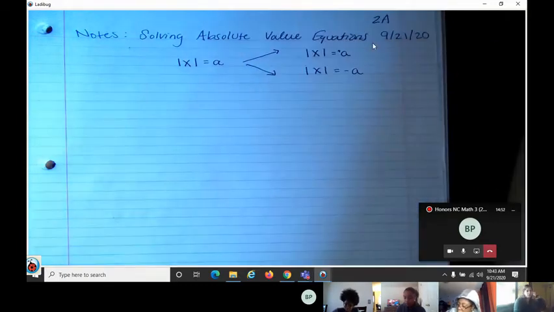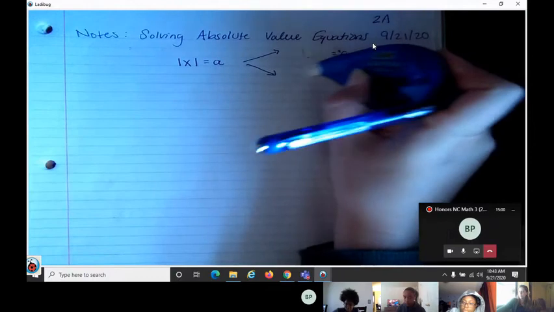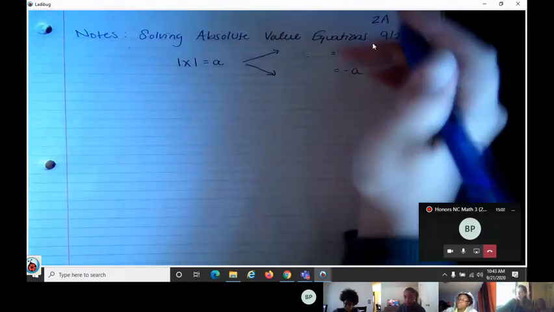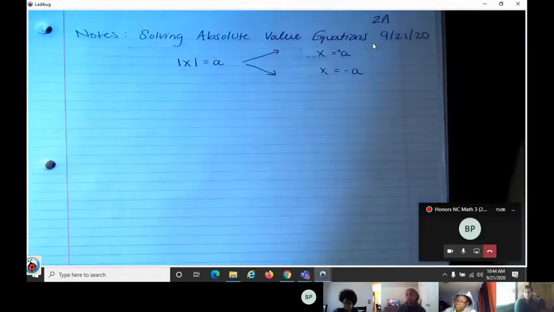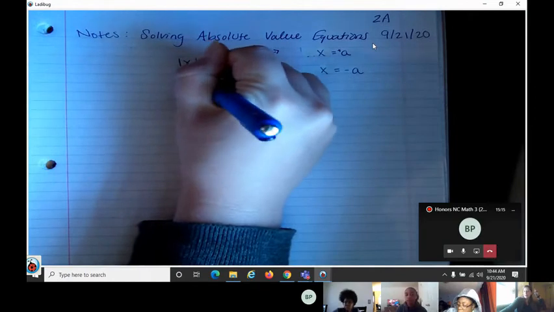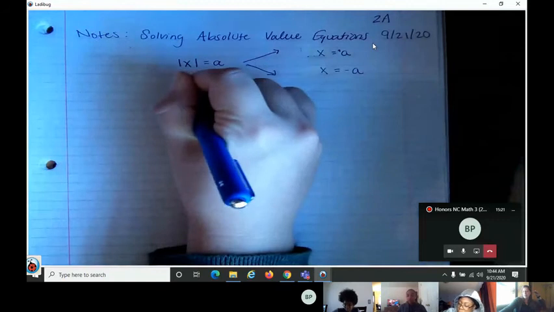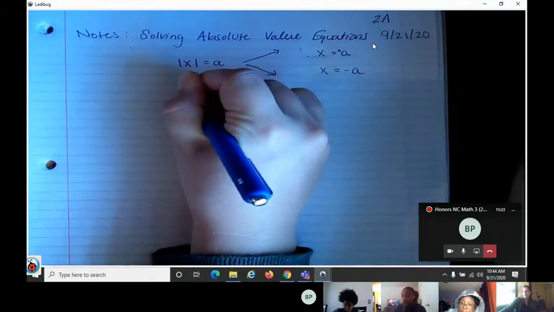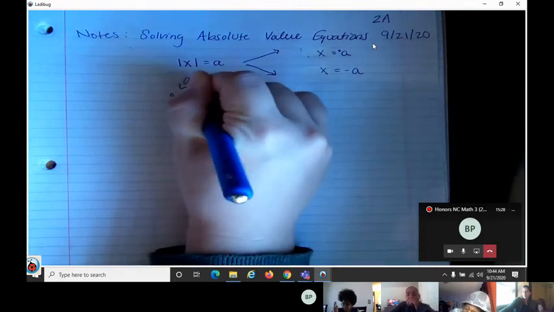Actually, I don't like the way I wrote this. I'm going to take the absolute value marks away from this because the absolute value of a value cannot be negative. So there are two different ways we can write it, one with a positive and one with a negative. The a is in the set of real numbers, which just means that it is a real number. It's in that set.